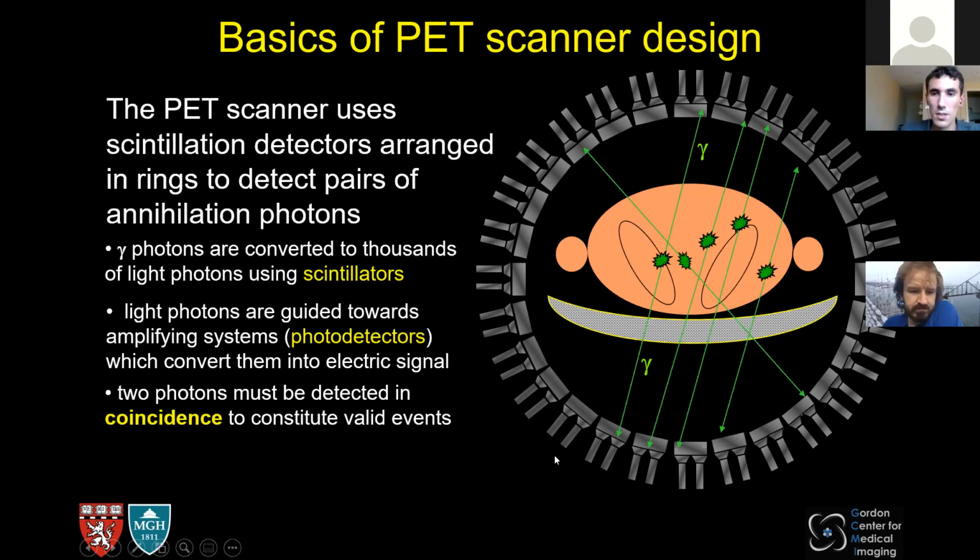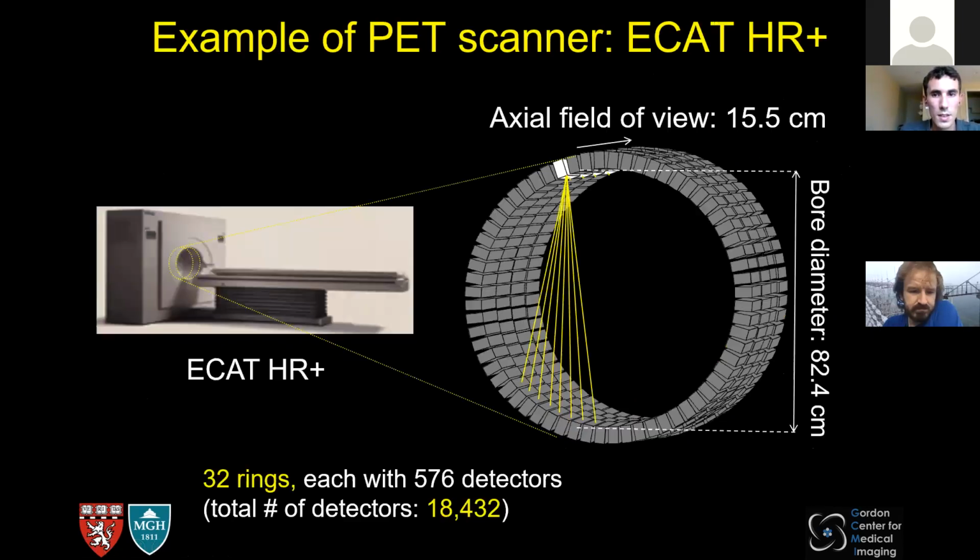So this is an overview. This is an example of a PET scanner that we're still using at MGH. So this is kind of an old model. So this is the HR Plus. So I think it was first commercialized in the end of the 80s and early 90s. So it's a pretty old scanner, but we're still using it, although it's close to retirement.